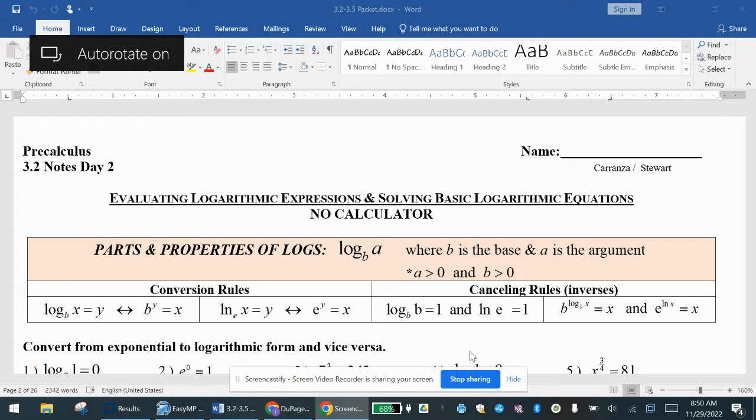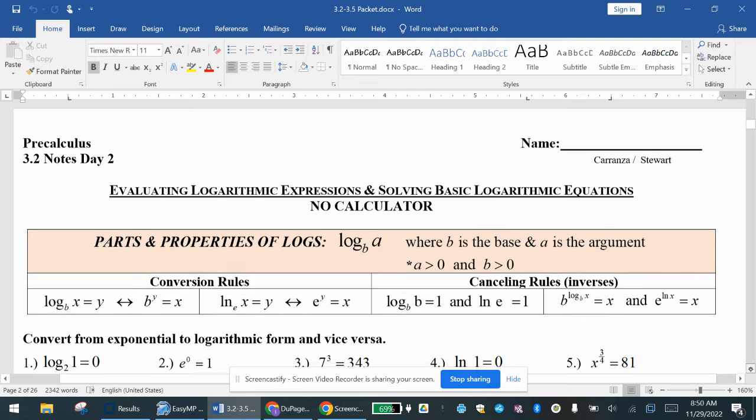Hey pre-calc students, welcome to today's lesson, 3.2 notes, day 2. Today we are going to be evaluating logarithmic expressions and solving some basic log equations. So logarithmic equations and logarithmic expressions.